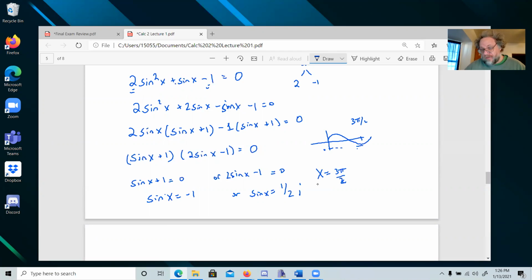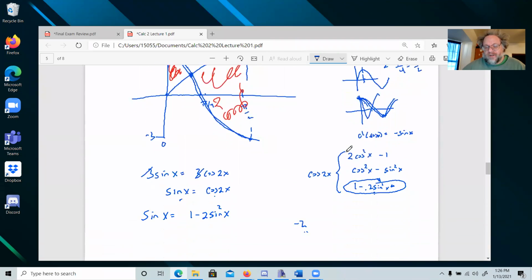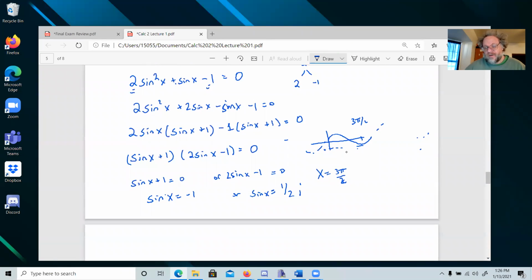There were a couple other places too, right? We kept going, and there's going to be a lot of them. However, what interval do I care about? I care about between 0 and pi over 2. Well, 3 pi over 2 is way out of bounds. We don't care about this.